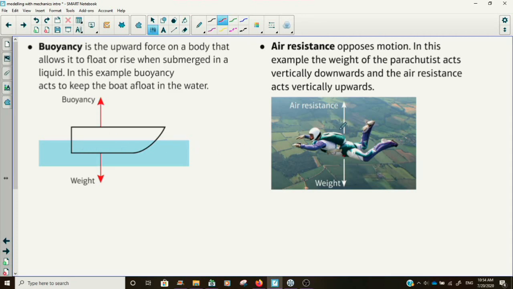Air resistance, again, that's acting in the opposite direction an object's moving. So in this situation, we've got a parachutist that's dropping vertically downwards, so his weight's pulling him down, and the air resistance is acting upwards. But it could be that he's travelling to the left as well, in which case the air resistance would be acting in the opposite direction that he moves.